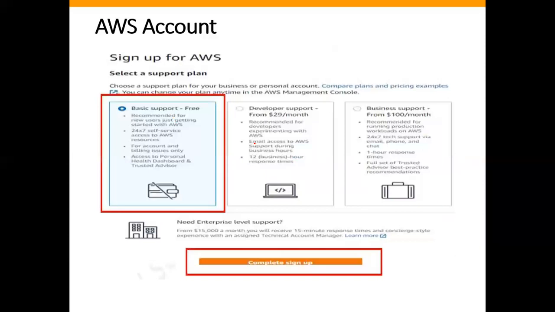Now here we are getting support plans. You always need to use the basic support free plan. We have a developer plan also, $29 per month. We have business support plans also. If you are using these plans, these are the minimum bill you will get from their side. So always select the basic support free plan and then click on complete sign up.